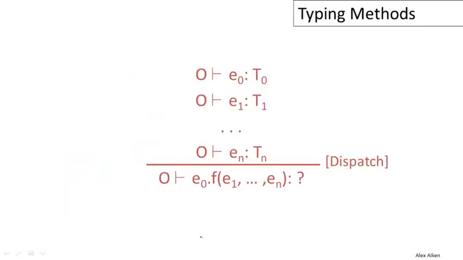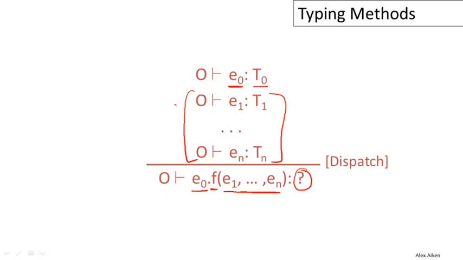So here's the situation when we want to type check a method call. Let's say that we have a dispatch on some expression E0 and we're calling some method named f, and we have some arguments E1 through En. Clearly we're going to type check E0 and it's going to have some type T0, and similarly we're going to type check all of the arguments and they're going to have some types. And then the question is, what is the return type of this method call? What kind of value do we get back after we call this method?